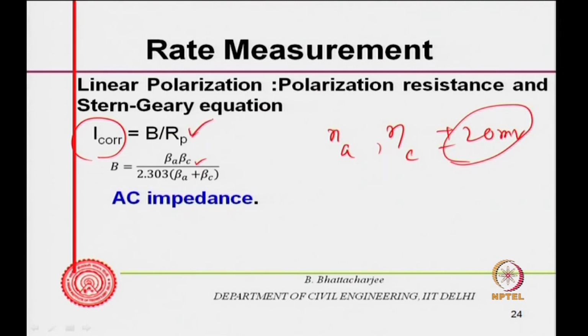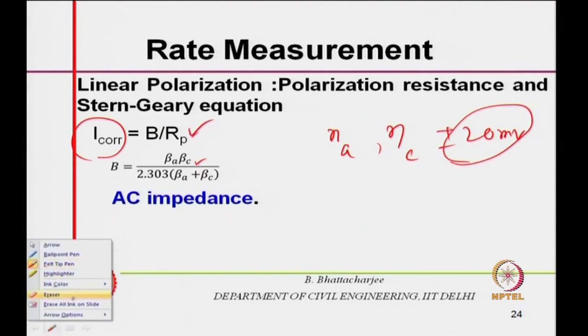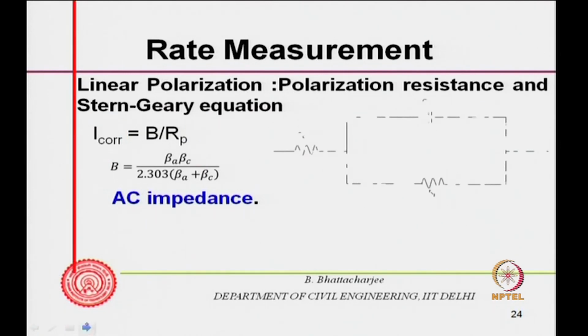But this Rp I can also find out from AC impedance spectroscopy. In this, the electrical double layer, or the interface of the bar and the surrounding, is modeled as a capacitance and the polarization resistance. When you apply direct current, you get only the polarization resistance. When you apply an alternating current, because there are two materials and an interface, it will have a capacitance, it can store the charge and release the charge.